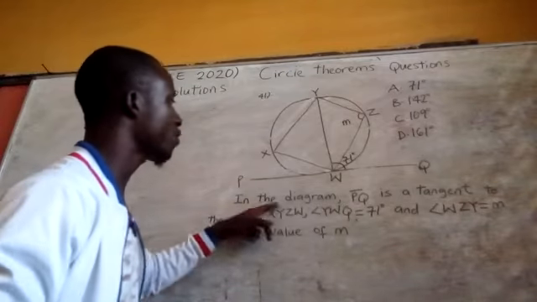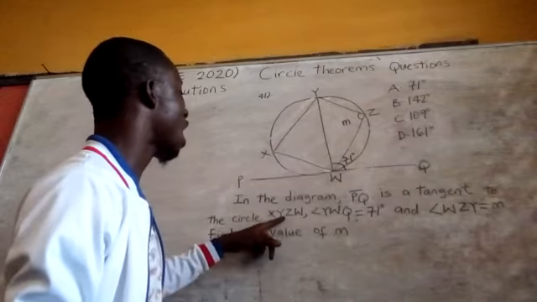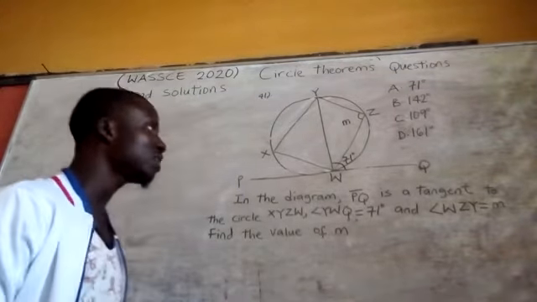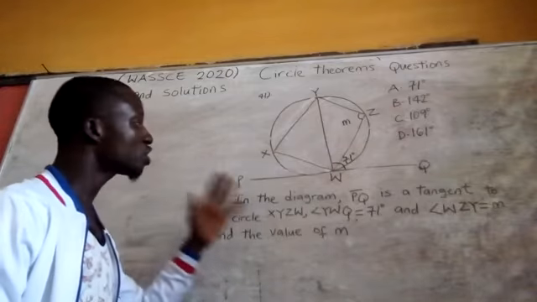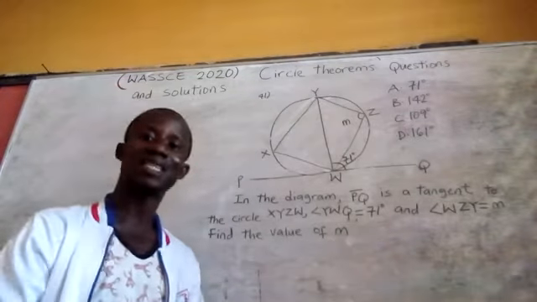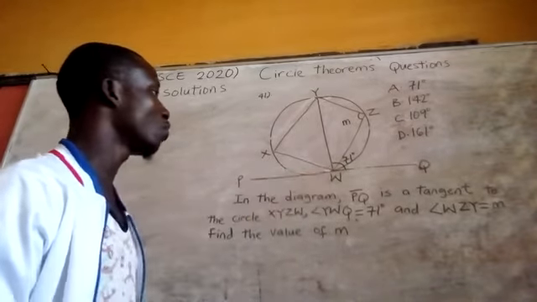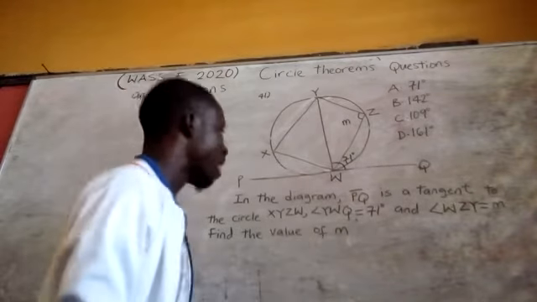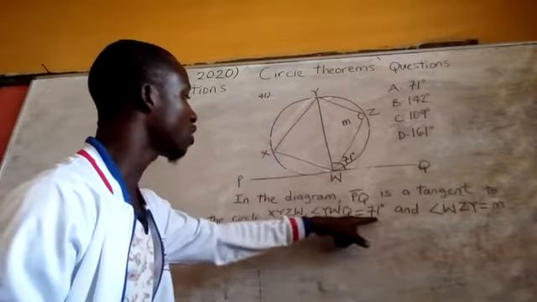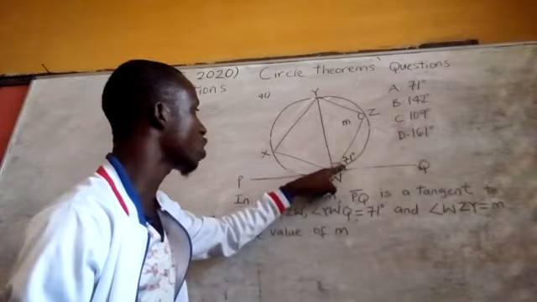So here in the diagram, line PQ is a tangent to the circle XYZW. Since line PQ is tangent to the circle, it means that line PQ touches the circle at one point, and this one point is called the point of tangency. And the point of tangency here is at point W. Angle YWQ is equal to 71 degrees.